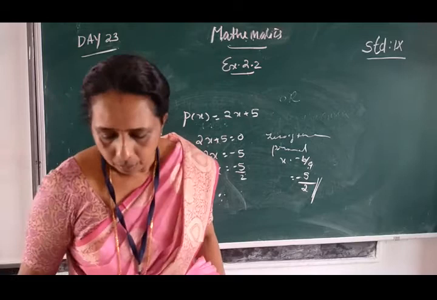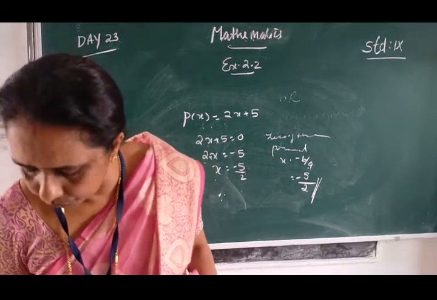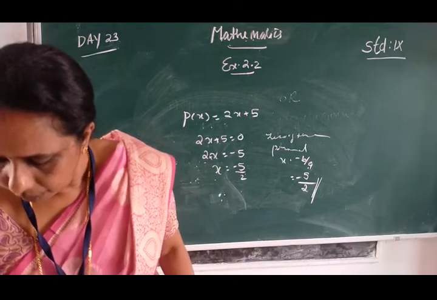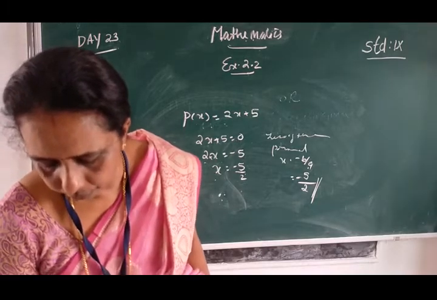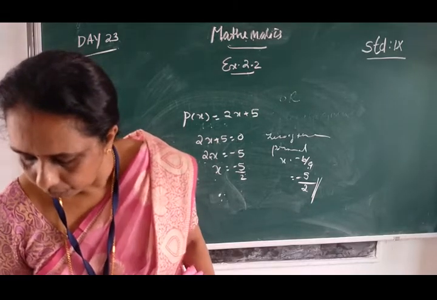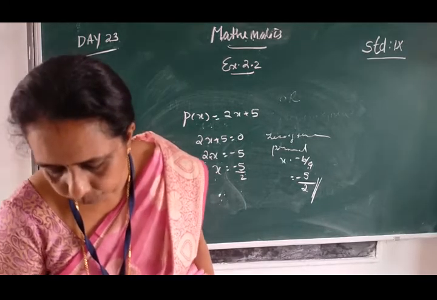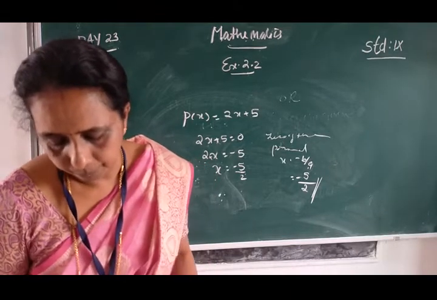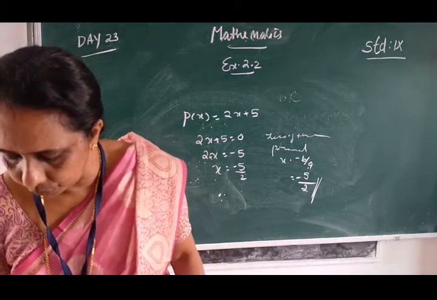Okay. Then next question is p of x is equal to 3x. Second one homework. Third one classwork. Then fourth one, p of x is equal to 3x minus 2. Same type question.